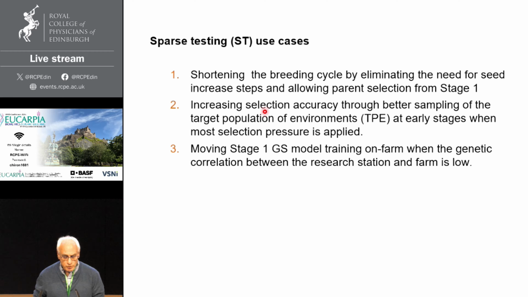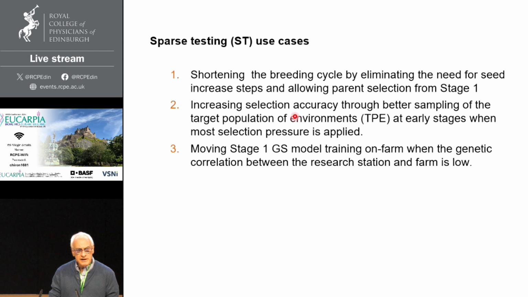For that to work, we really have to be able to achieve a pretty good level of accuracy in early generation selection. That's achieved through better sampling of the target population of environments at early stages when, as we've seen, the great bulk of selection pressure is applied in plant breeding populations, normally at low accuracy.